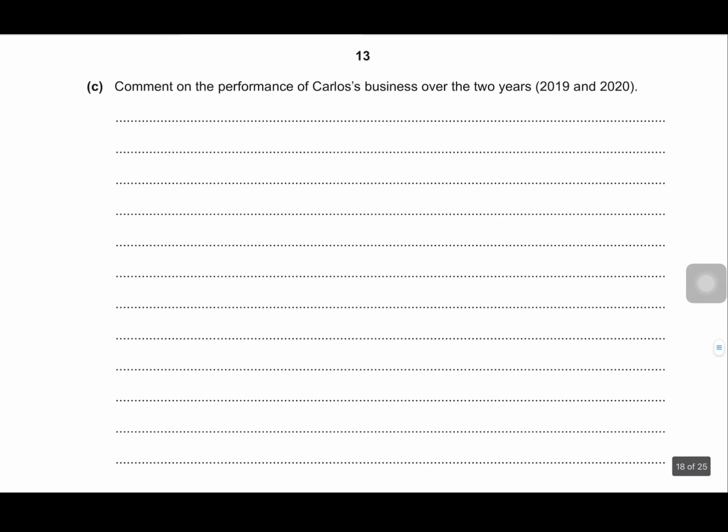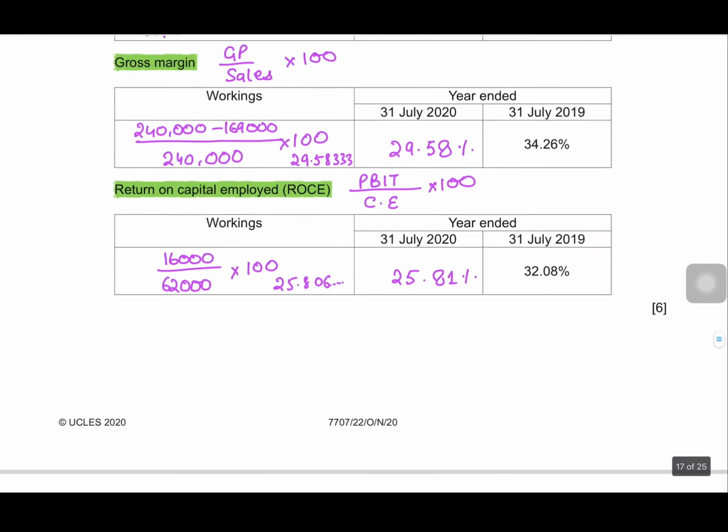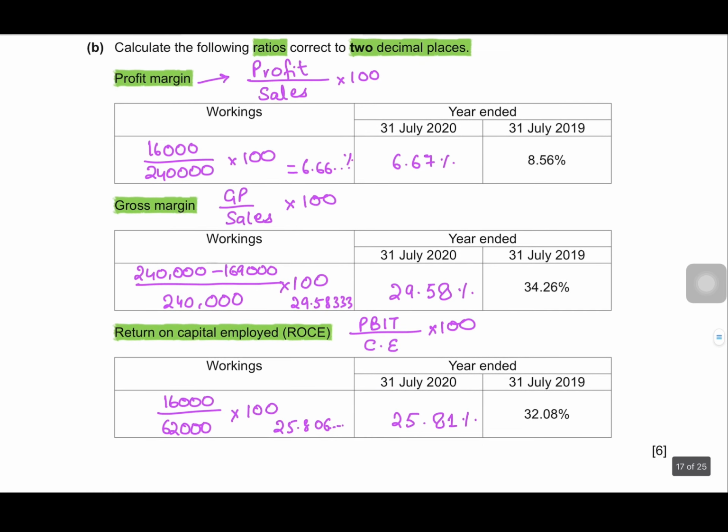Part C says, comment on the performance of Carlos' business over the 2 years 2019 and 2020, right? So how can we comment on the performance? This is for 6 marks and we have a lot of lines. So we know that we'll be using these formulas to comment on the performance.